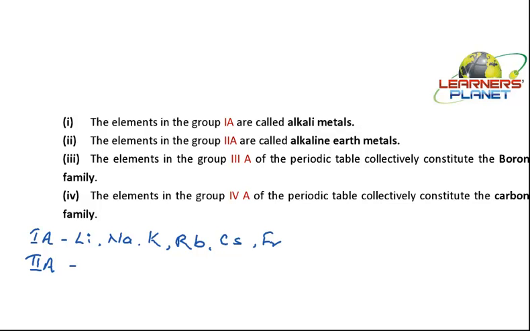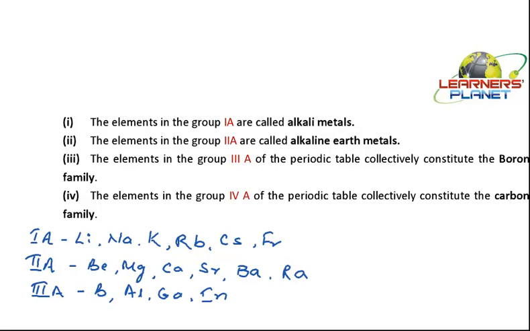group that contains alkaline earth elements, that is beryllium, magnesium, calcium, strontium, barium and radium. Now we have got the elements in the group 3A of the periodic table. So what is group 3A? What are the elements in 3A? They are boron, aluminium, gallium, indium and thallium.